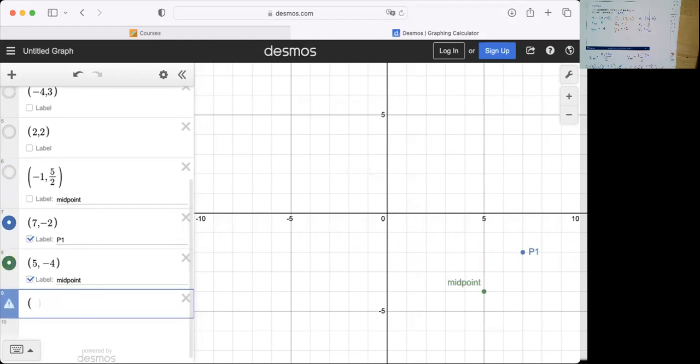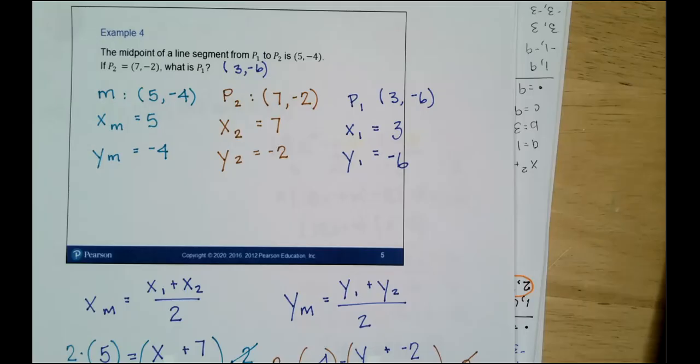Are we following a pattern of like adding, subtracting 2 from x, subtracting 2 from y? So we have 3, -6. That looks good, right? Label P2. All right, and that is the end.